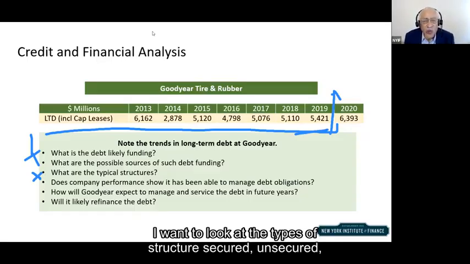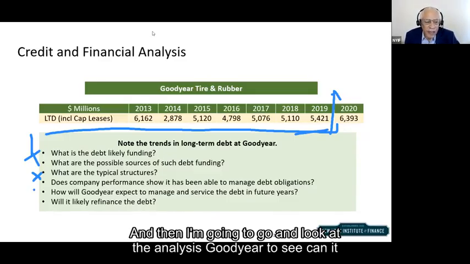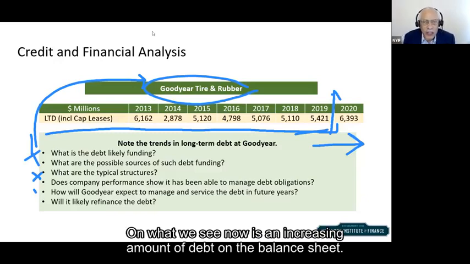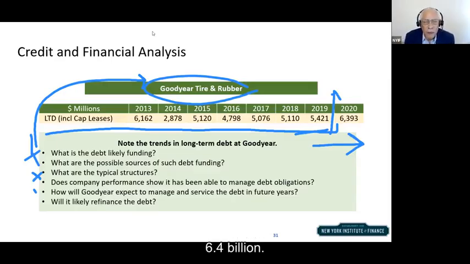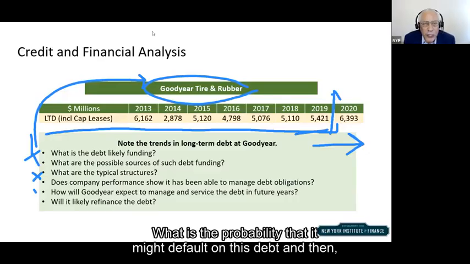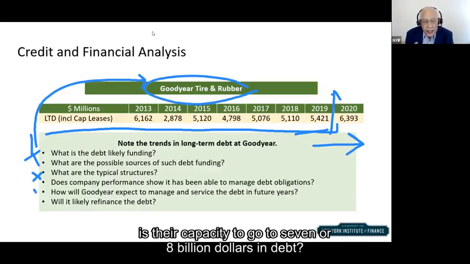I want to look at the types of structure: secured, unsecured, long-term, and short-term. And then I'm going to look at the analysis of Goodyear to see, can it continue to meet the obligations on what we see now is an increasing amount of debt on the balance sheet, $6.4 billion. What is the likelihood that it can continue to make the principal and interest payments? What is the probability that it might default on this debt? And then is there capacity to go to $7 or $8 billion in debt?